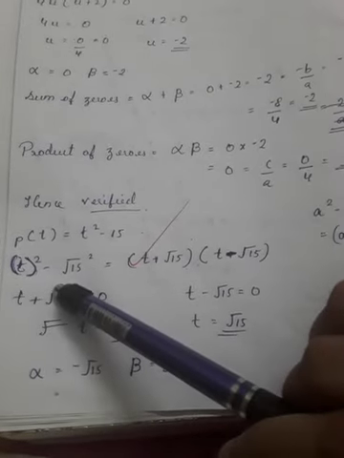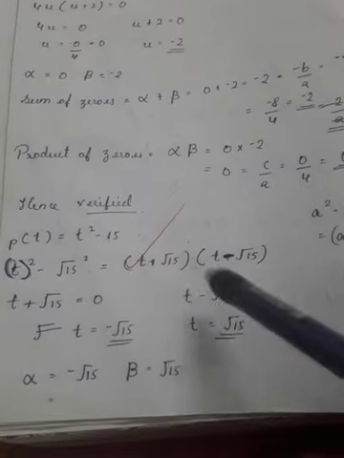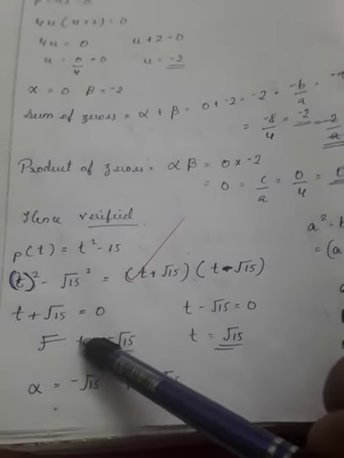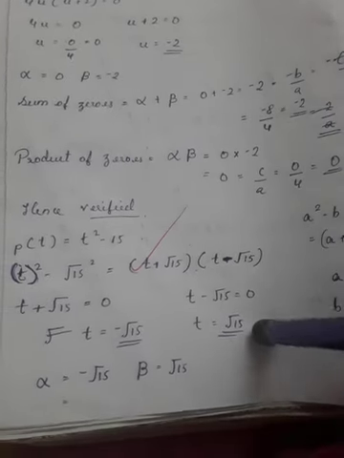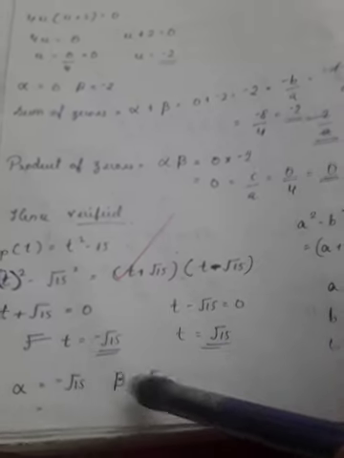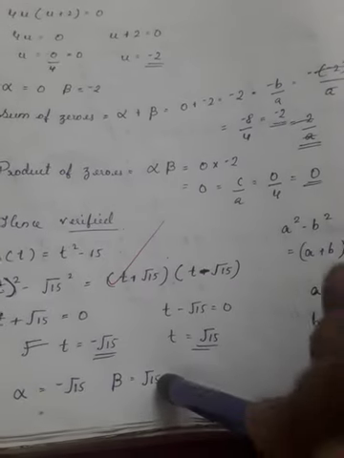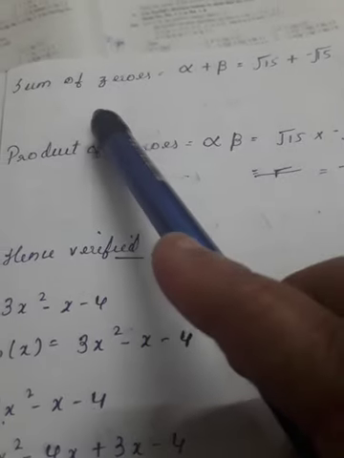Then for finding the zeros we can equate that to 0. Each factor we need to equate to 0. So t equal minus root 15 and t equal positive root 15. So the zeros of the polynomial are alpha equal negative root 15 and beta equal positive root 15. The coefficients are a equal 1, b equal 0, c equal negative 15. Now we need to verify the relationship.